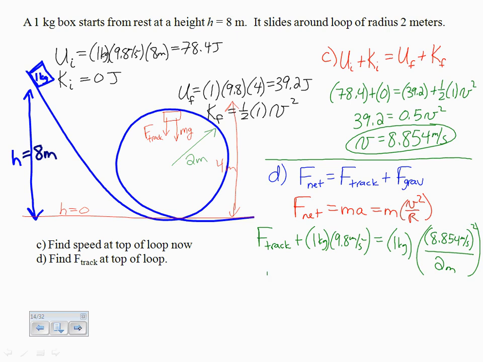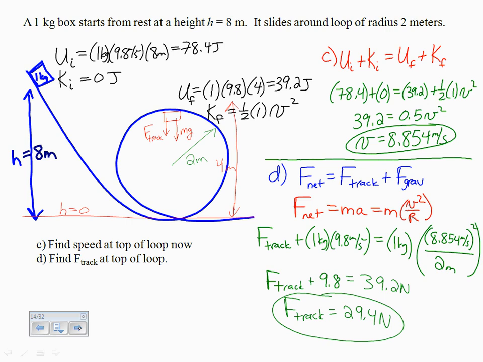And so if we do that, we have that the force of the track plus 9.8 equals 39.2 newtons. And so if we subtract 9.8 from both sides, we get that the force of the track must be equal to 29.4 newtons.